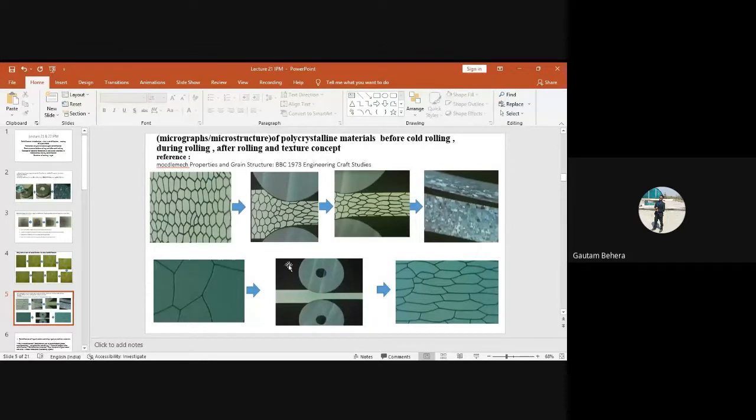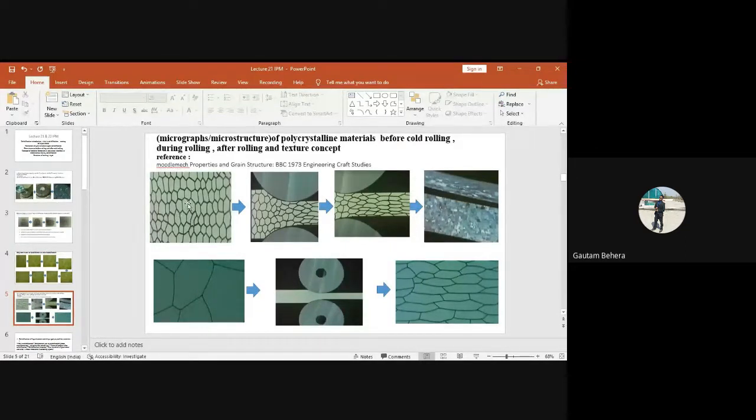Now, I remember this image has been discussed earlier, but again, I would like to discuss it here. Just imagine this is a microstructure of an ingot. As I told, an ingot is nothing but a solidified metal, or solidified alloy, anything you can say. So this is a microstructure.